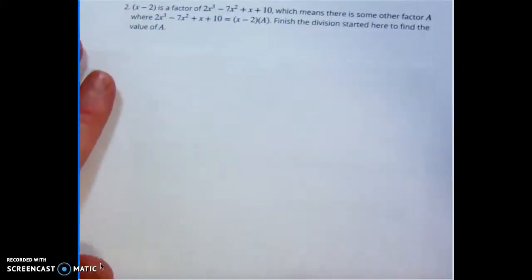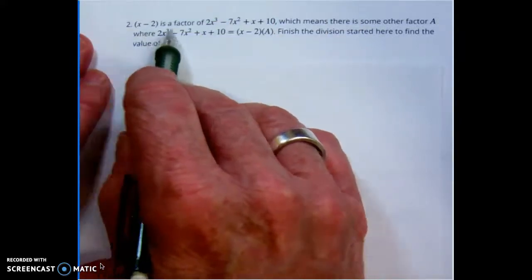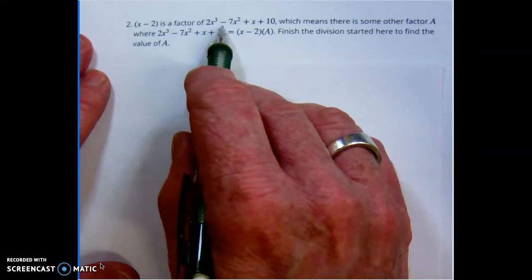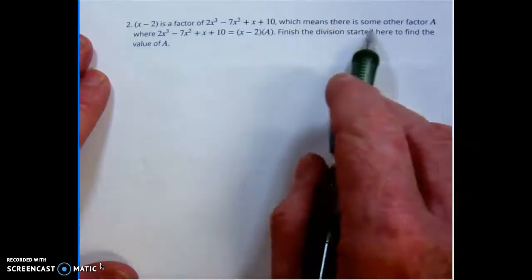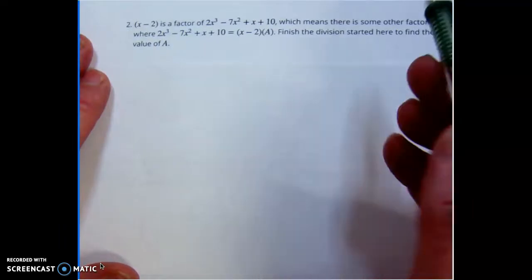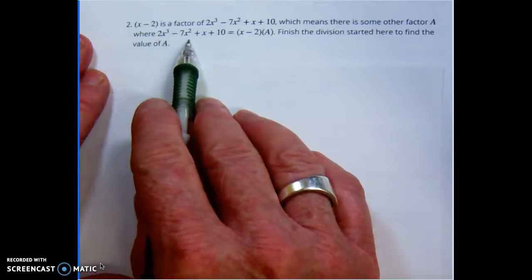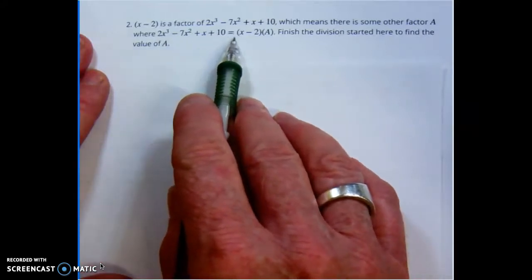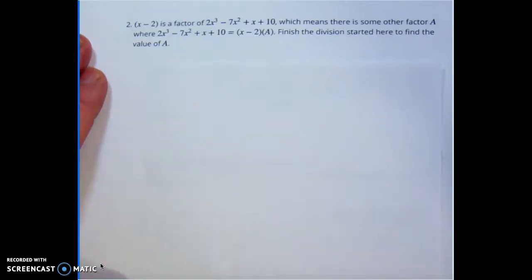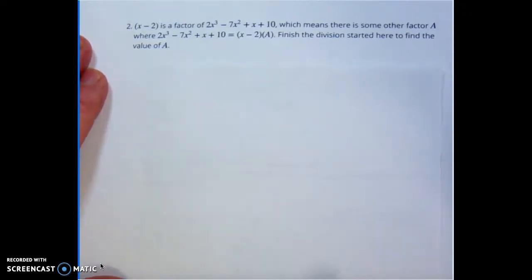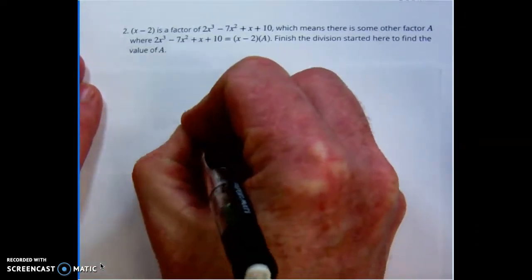So it says x minus 2 is a factor of 2x to the third minus 7x squared plus x plus 10, which means there's some other polynomial a where 2x cubed minus 7x squared plus x plus 10 equals x minus 2 times some other polynomial. So we want to figure out what that other polynomial is.